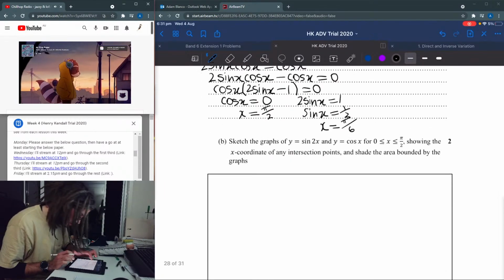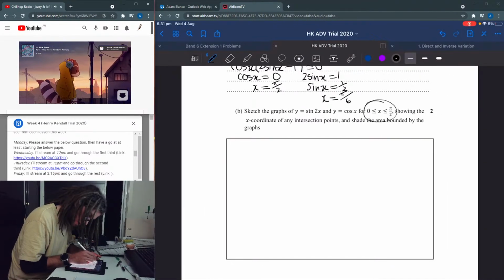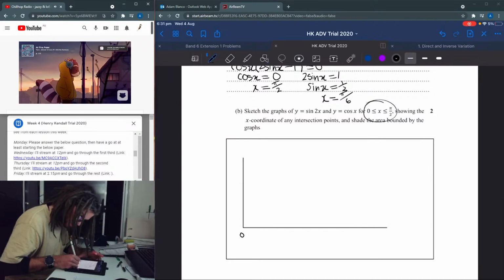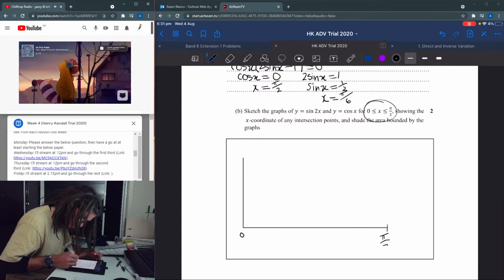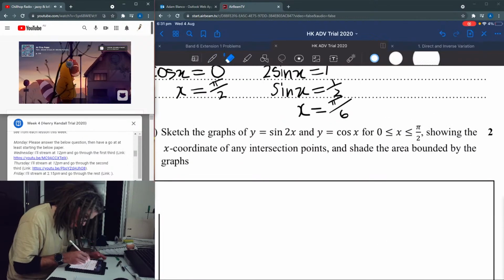Cool, done. Sketch the graphs of them, damn it. In these bounds, okay, so I need between 0 and, let's call that pi on 2. Okay, what does cos look like? We'll do that one first because it's not affected.